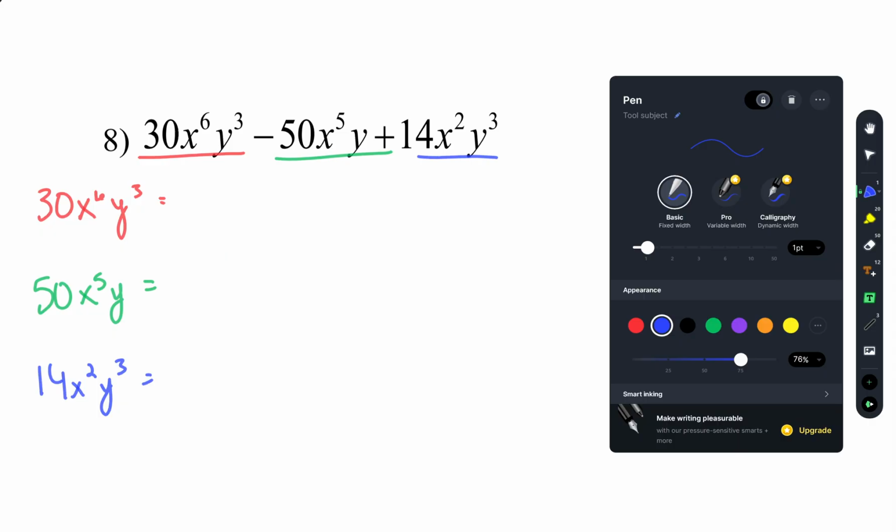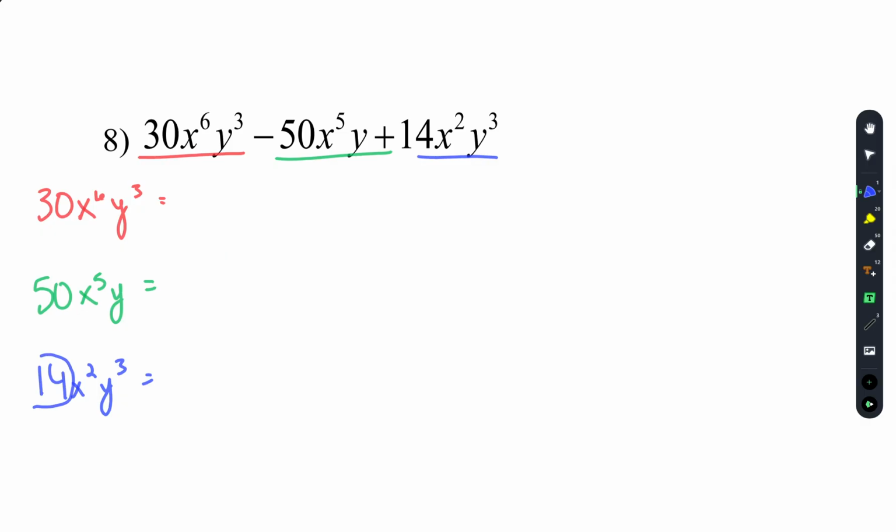So if I did 14 right now, 14 doesn't go into 50. It doesn't go into 30. So I'd have to think of what the factors of 14 are. Okay, 2 and 7. 7 going into them? No, 2 does. You see how 2 goes into all of them. So when I break this down, I'll do 2 times 7, 2 x's, 3 y's.